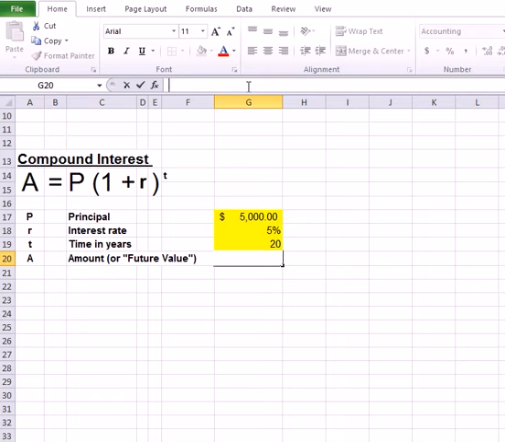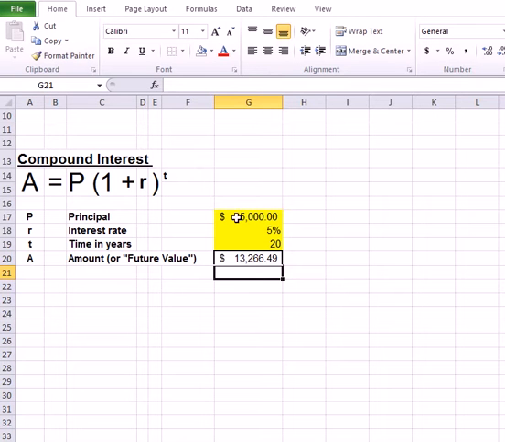So here's where we input our formula. So we want it to be equals P times 1 plus our interest rate of 5%, close brackets, and add the exponent, which is the time in years. And so as you can see, that $5,000 would be worth $13,266 at the end of 20 years.